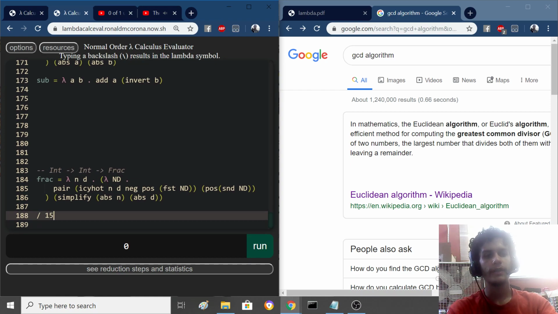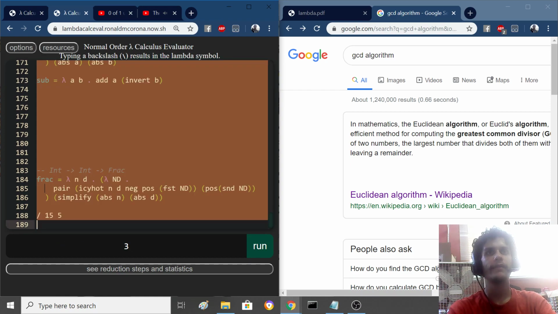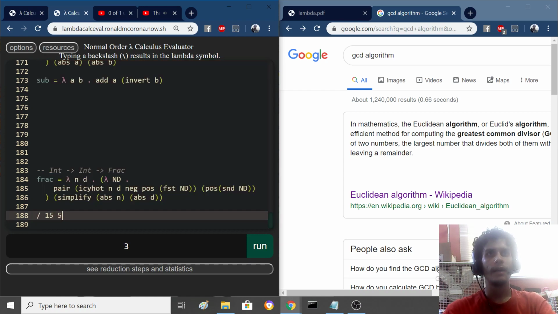So div, once again, 15 divided by 5 should give us 3. How about mod? 15 mod 5 should give us 0. 14 mod 5, 4, 3, 11. Okay, they work.